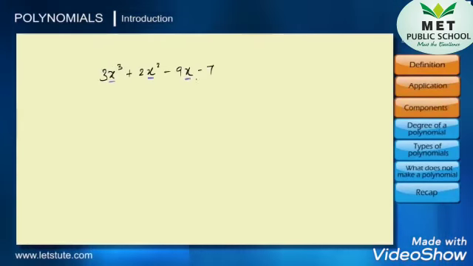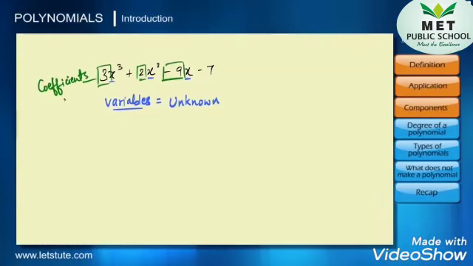Let us take the same example, 3x cube plus 2x square minus 9x minus 7. Here x is called a variable because it is the unknown term. And the number in front of the variable is called the coefficient. You can see the numbers 3, plus 2, minus 9, which are there in front of the variable x. We call these types of numbers coefficients or constants.